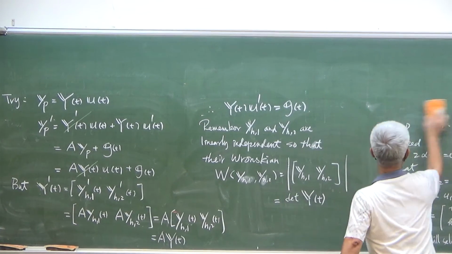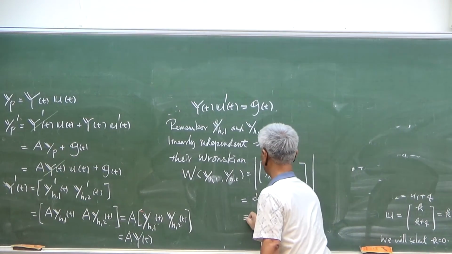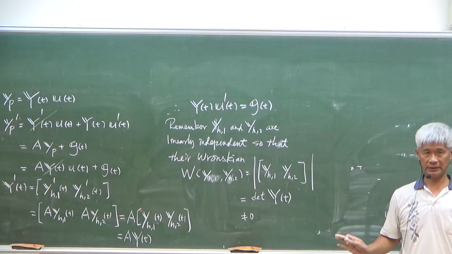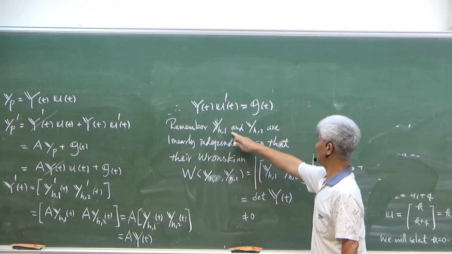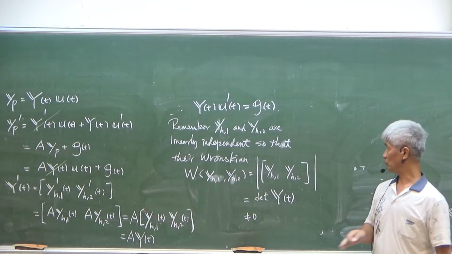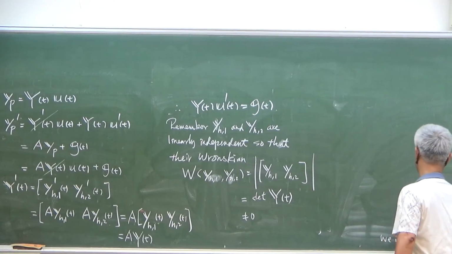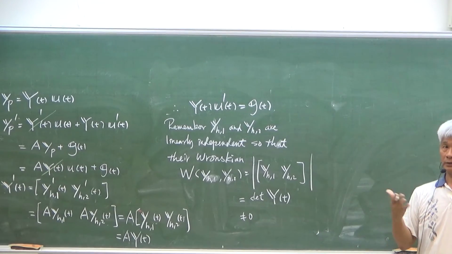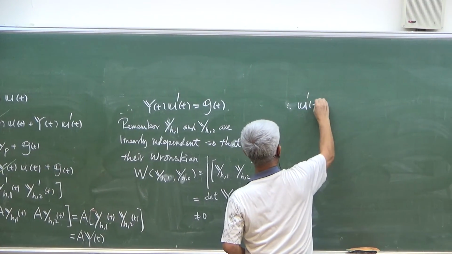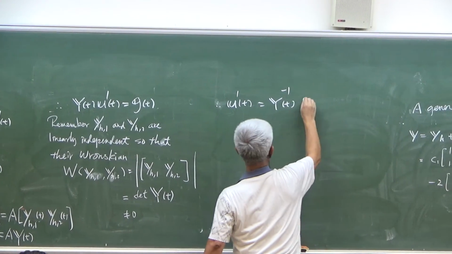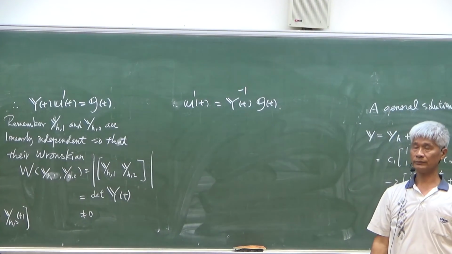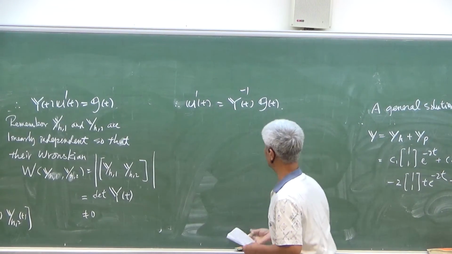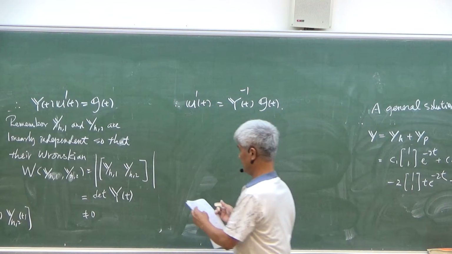Okay? And we know this is not identically 0. This is not 0. Okay? Never 0. Because YH1 and YH2 are linearly independent. So we know the Wronskian is never 0. So for every t, this is an invertible matrix. Right? The invertible matrix. So U prime P is equal to the inverse matrix times G. Okay? Then you always get the solution.